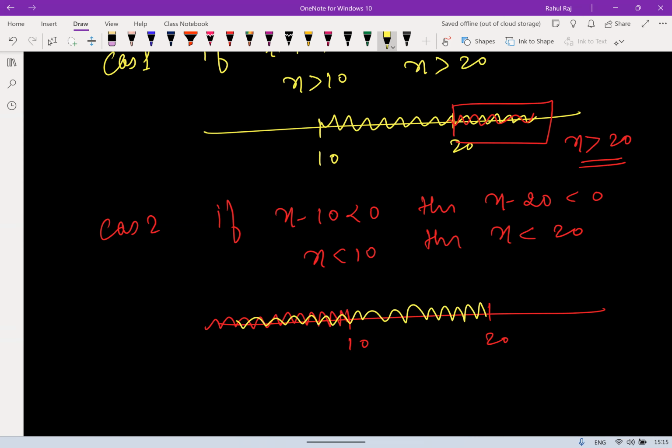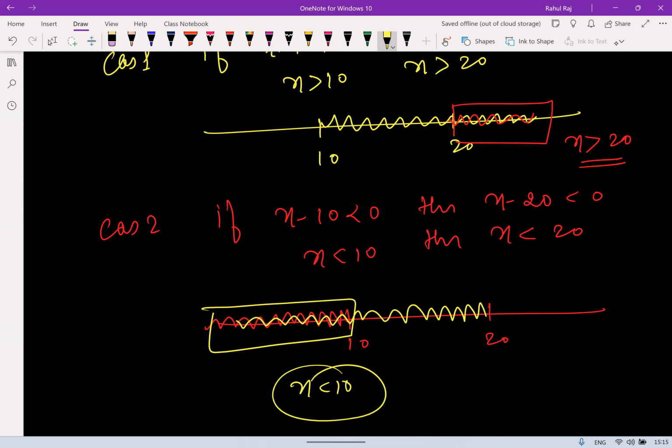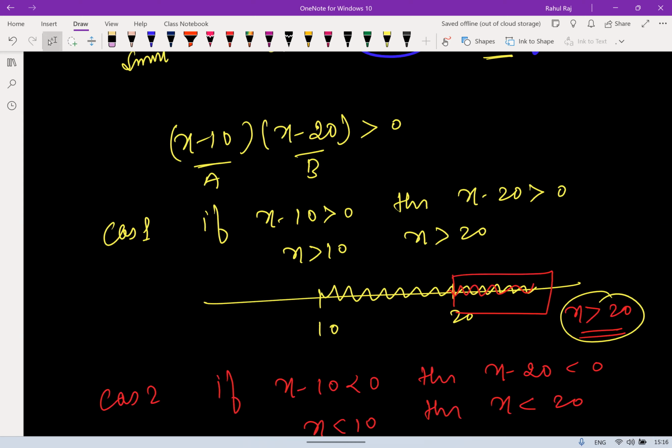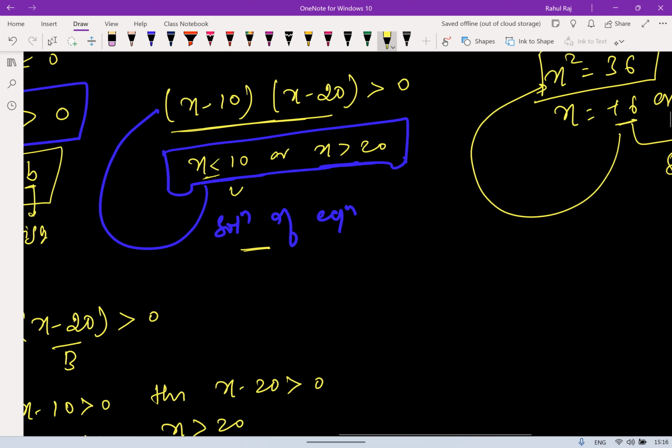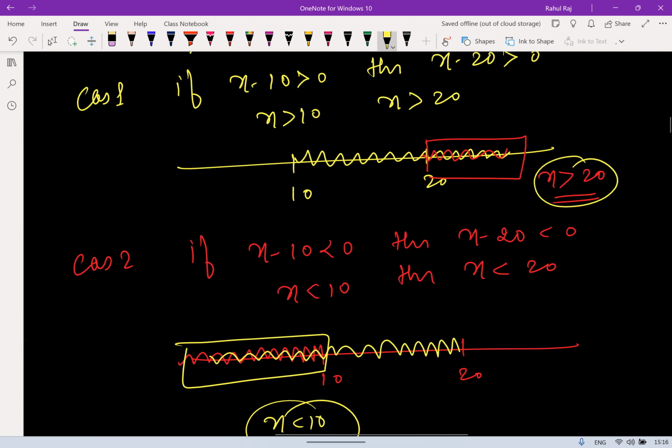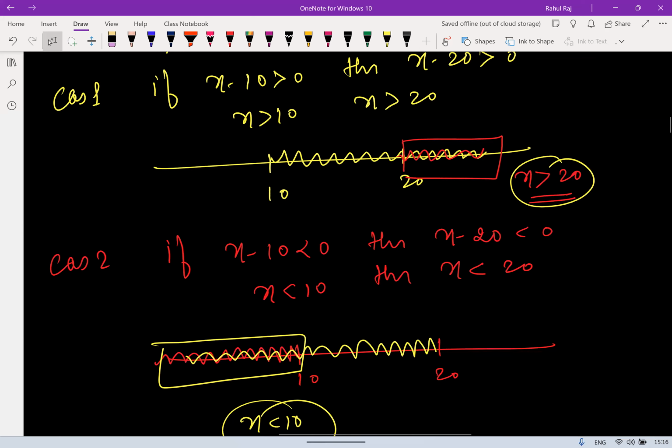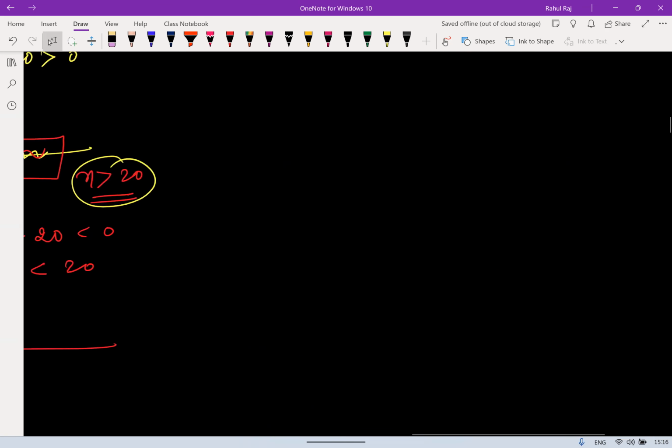So what are the common values? X less than 10. Please understand, every time you get a question, you don't have to do this. Case 1, case 2. Absolutely no. If at all you find, because we have got exactly the same thing after solving, right? So do you really want to solve it always? No, because they have actually generalized the solution completely.